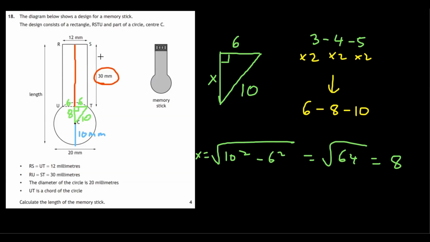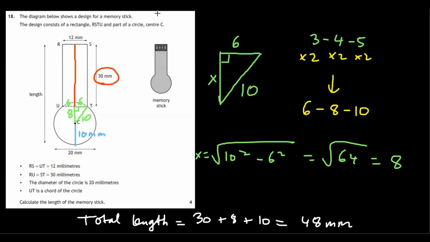And then we just add up all the lengths to get the total length of the memory stick. So total length equals 30 plus 8 plus 10, and that would be 48 millimeters.